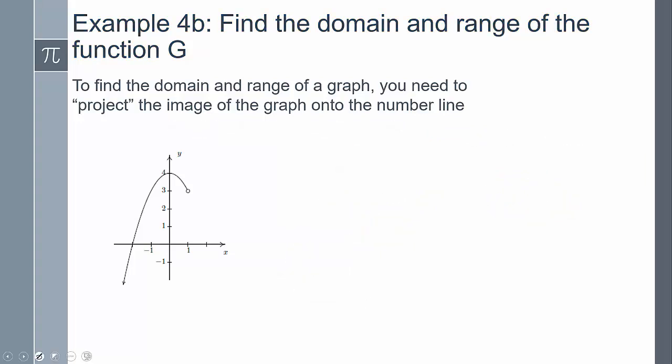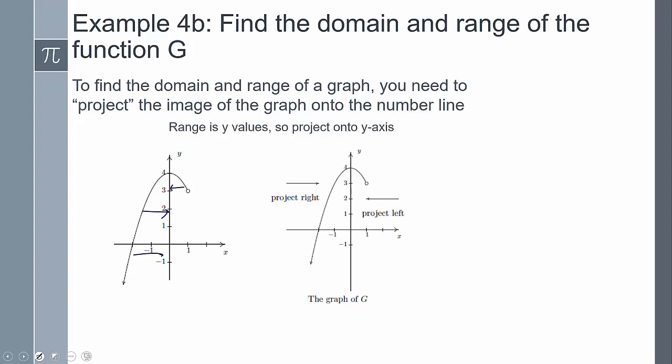Now for the range, we do the same thing, but because the range is the y values, we're going to project this onto the y-axis. So if I'm going to take this and smush this onto the y-axis, we're going to get a number line. And I'm taking the number line and rotating it because it's easier when I look at this, but just imagine this still being the y-axis.